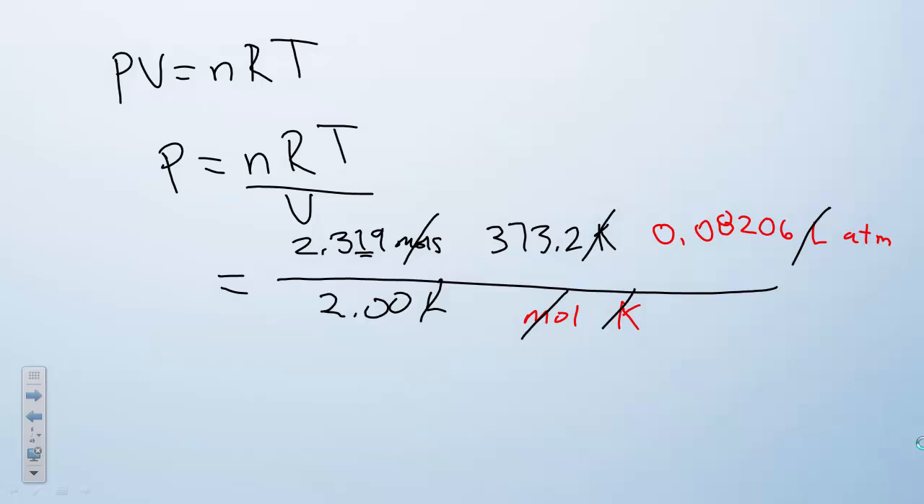Is that what we want? Yes, that's a great unit of pressure to use. And if we solve all this out and we round to 3 sig figs, now it's just time to use the calculator. We find that the answer is 35.5 atmospheres.